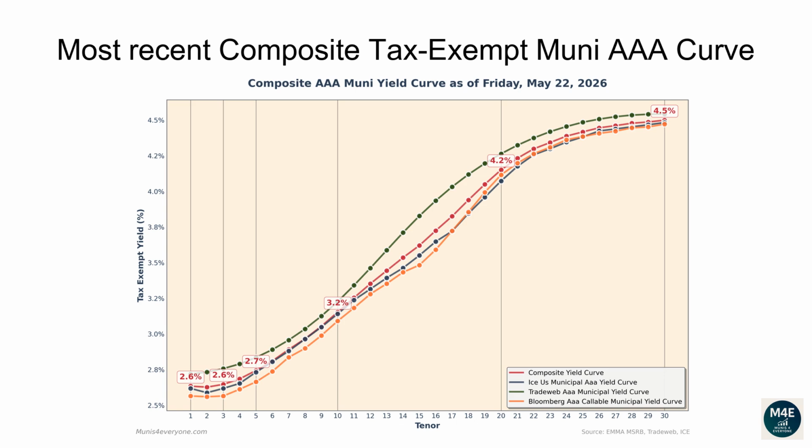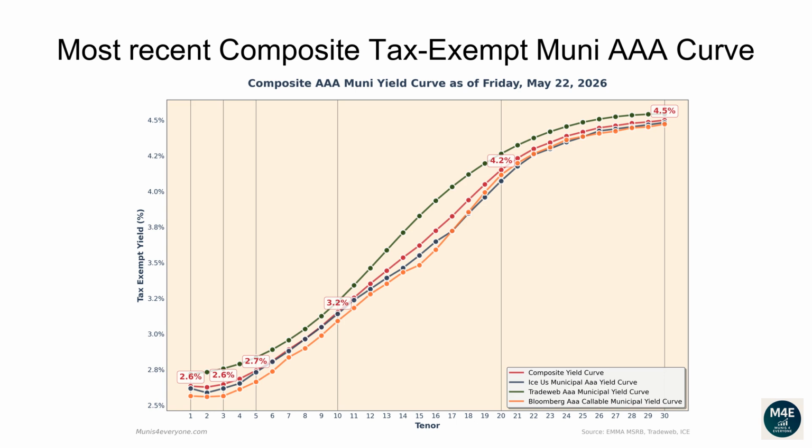The following composite tax-exempt yield curve is based off the most recent ICE, TradeWeb, Bloomberg yield curves that are available on the MSRB website, plus some proprietary extra adjustments, as of May 22, 2026. The one-year composite tax-exempt yield is 2.63%. The two-year yield is 2.63%.